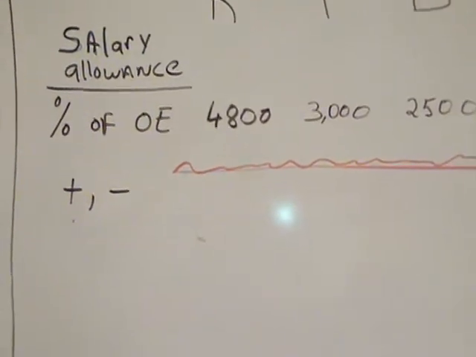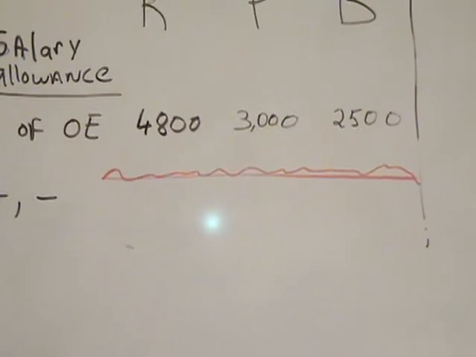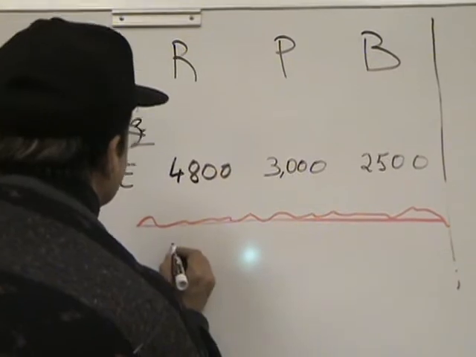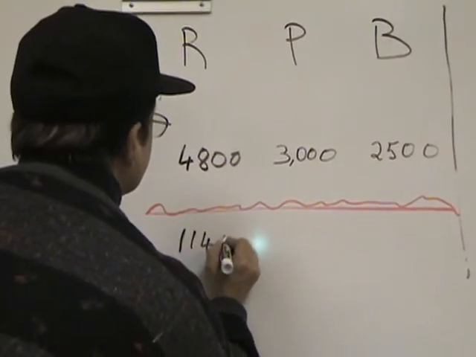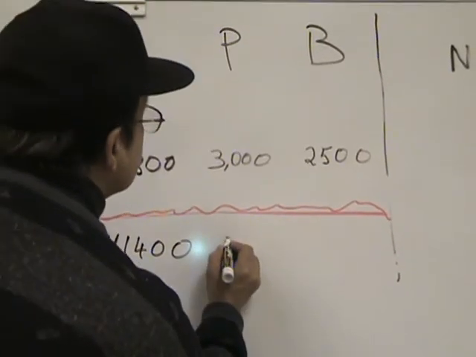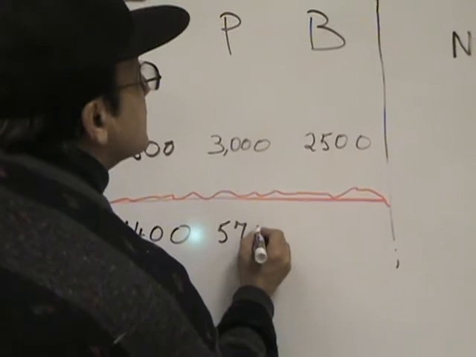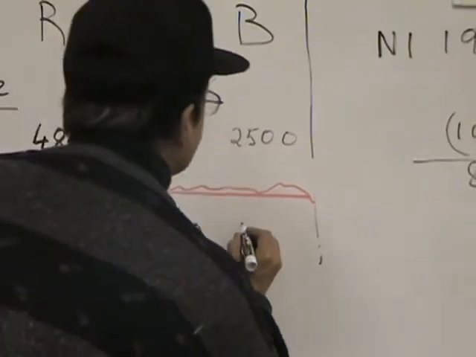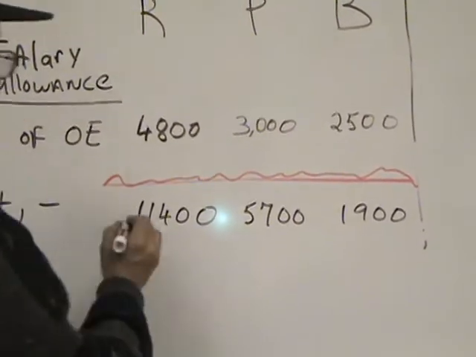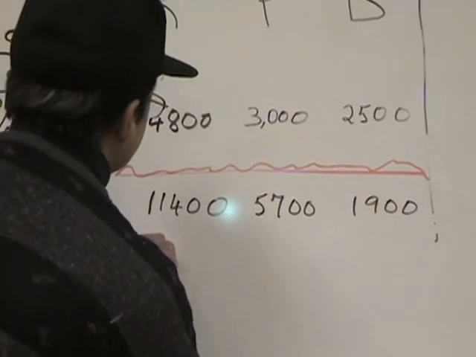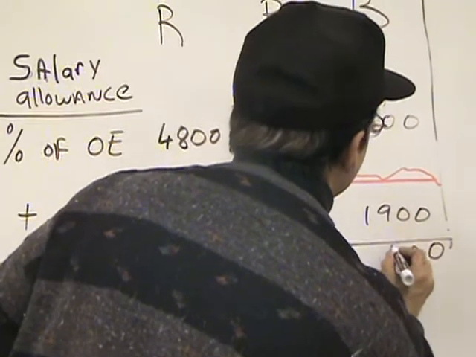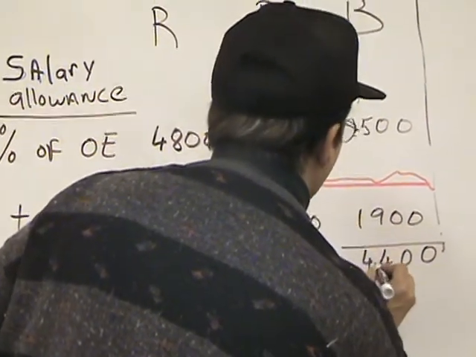Put 11,400 under the red line for R. Plus minus, right? These are all pluses here. Under P, put 5,700. Under B, 1,900. Put a line under it and add those together, which are going to be 4,400.